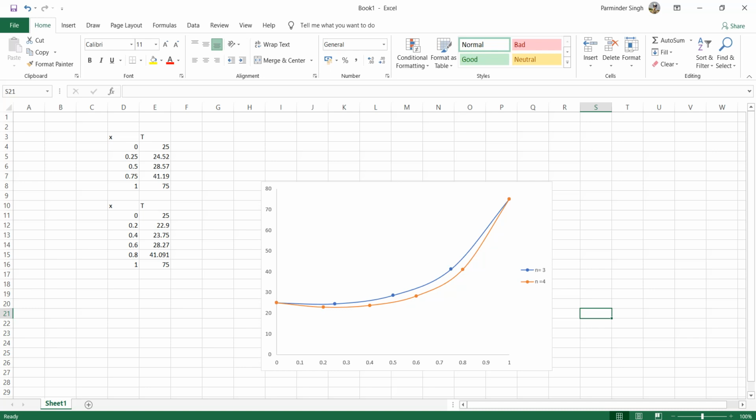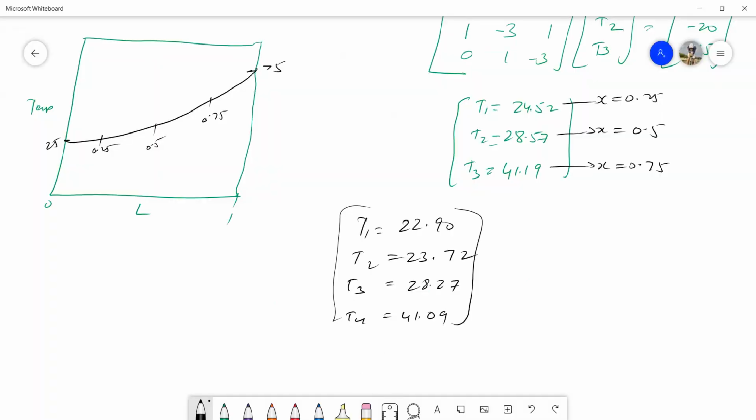Clear? So this is what was there in this problem. We'll do more problems in the tutorial class. So that's it with the finite difference method. We'll discuss more problems in the tutorial class. Thank you.